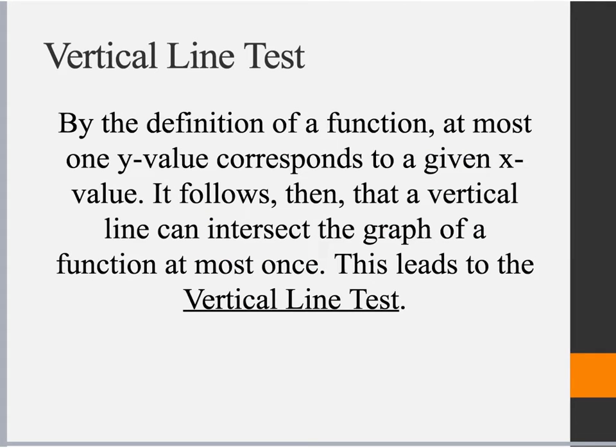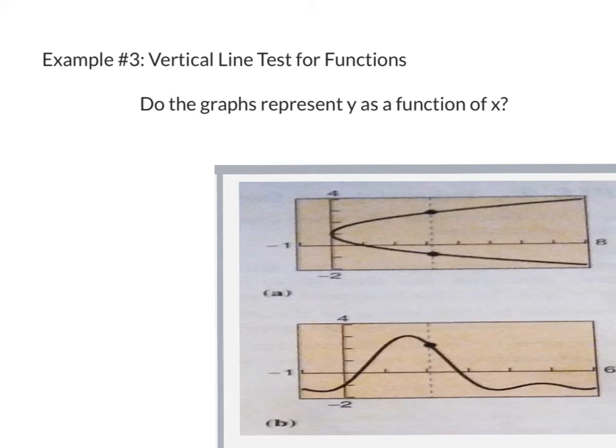Okay, I've actually already talked about the vertical line test because it's my preferred method of trying to figure out if something is a function or not. But either way, we'll go back over it. So it says, by the definition of a function, at most one y value corresponds to a given x value. So it follows then that a vertical line can intersect the graph of a function at most once. This leads to the vertical line test. And remember, if it intersects your vertical line more than once, then that makes it not a function. I know my graphs look really terrible, but we're just going to have to go with it.